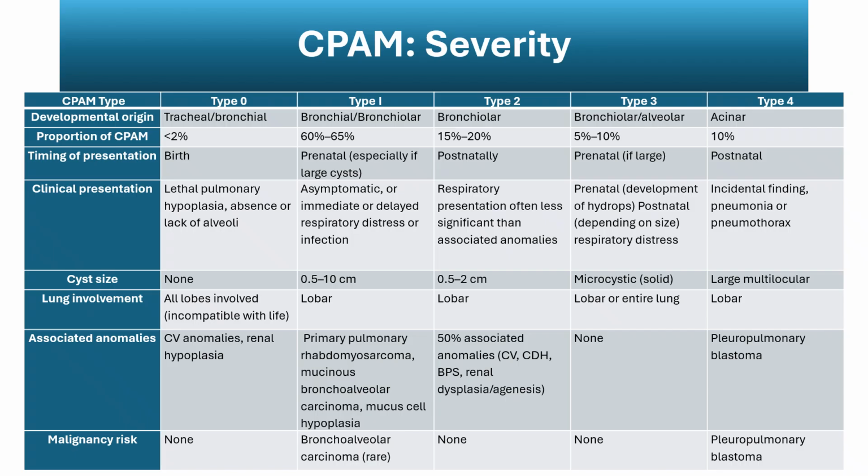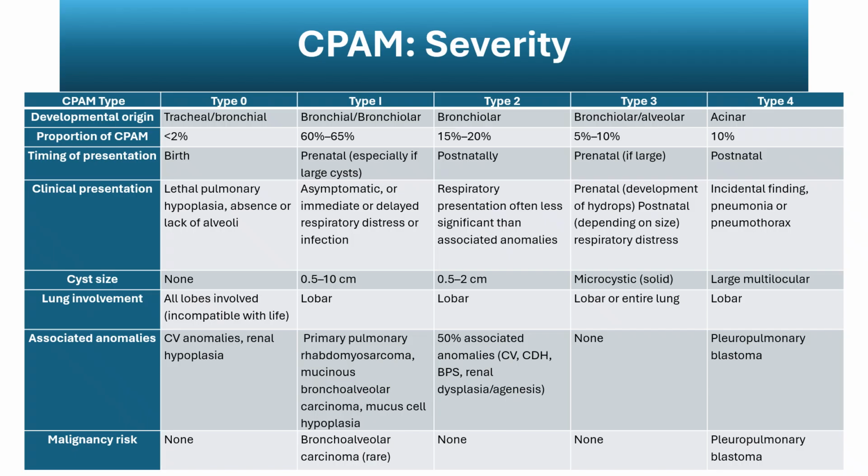Type 0 arises from the trachea or main bronchi and is uniformly lethal due to absent alveoli. Type 1 originates from bronchial or bronchiolar structures, forming large cysts. These may be asymptomatic or produce mild respiratory compromise at birth. Type 2 develops from bronchiolar or alveolar tissue, is typically microcystic, and frequently coexists with other congenital anomalies, resulting in moderate neonatal compromise. Type 3 is solid-appearing, lobar, and causes severe respiratory distress due to compression of surrounding lung tissue. Type 4 originates peripherally, forming large cysts with risk for pleuropulmonary blastoma.